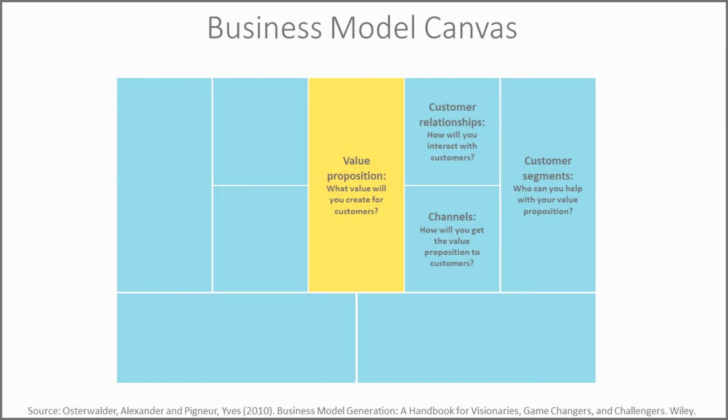Now that we've dealt with the value proposition and the 3 business model components having to do with customers, we turn to the remaining 5 components, which all have to do with operations. Let's start with key activities.